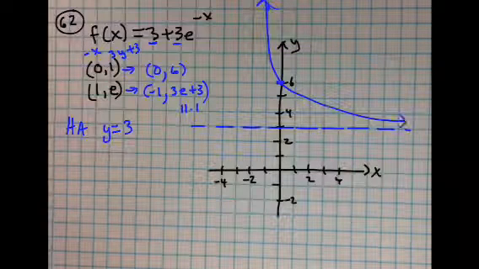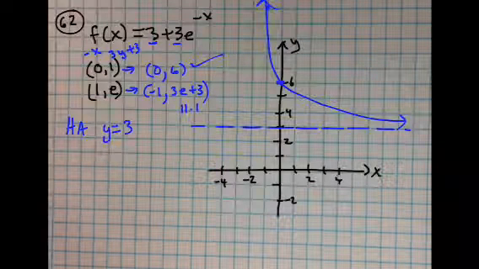And there it is. Now this one, the y-intercept is 0, 6. We already have it right here. The x-intercept does not exist. It's not going to cross the x-axis.